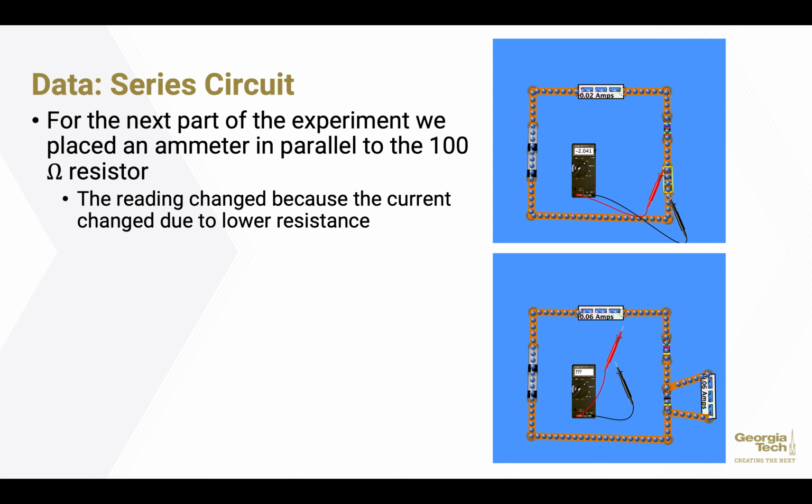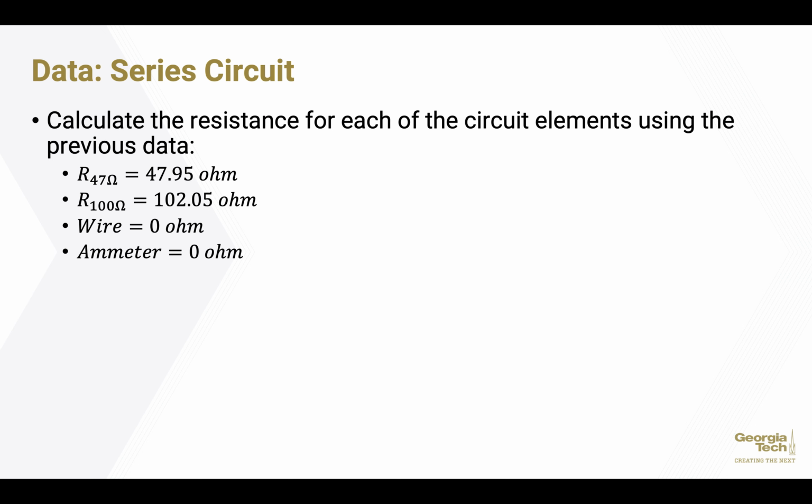For the next part of the experiment, we placed an ammeter in parallel to the 100 ohm resistor. The current, and therefore the reading, changed due to a new path in parallel, providing a path for the current with lower resistance. Using the data we collected, we were able to calculate the resistance for each of the circuit elements. We found that the first resistor was 47.95 ohms, the second resistor was 102.05 ohms, and both the wire and ammeter were 0 ohms.